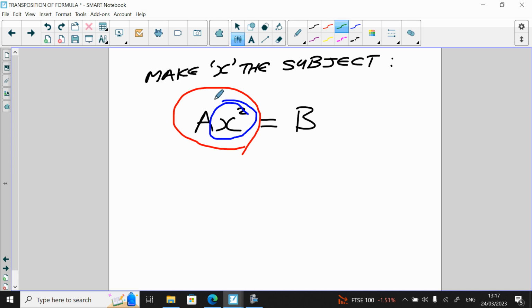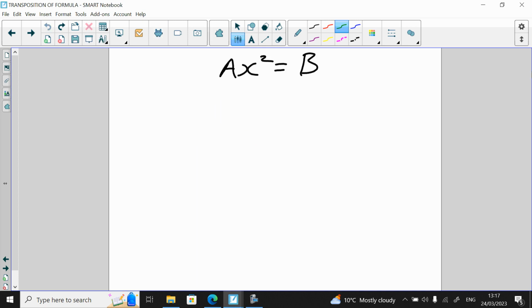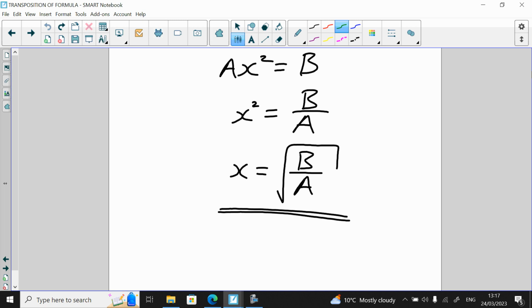So a has to go first. That's what's happening here. A has got to go first. So let's get rid of a. It's multiplying, take over and divide, and to unsquare something, we square root it. We just take it over the other side, put the big square root sign over the fraction.